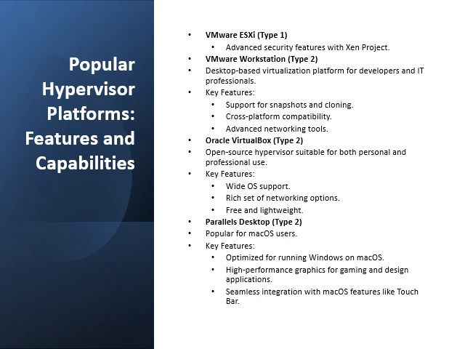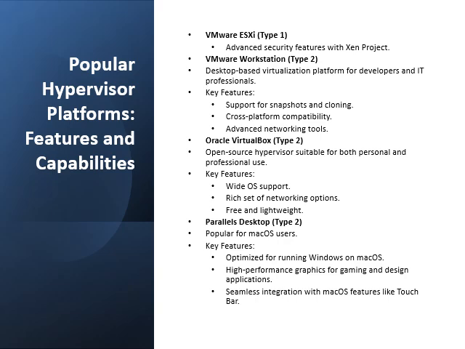Now let's look at some examples of Type 2 hypervisors. Number one, we have Oracle VirtualBox, an open source hypervisor that is suitable for both personal and professional use. Some of its features include wide OS support, supporting a wide range of operating systems. It has a rich set of network options, allowing connectivity to a variety of networks. It is also free and lightweight, meaning it's small in size.